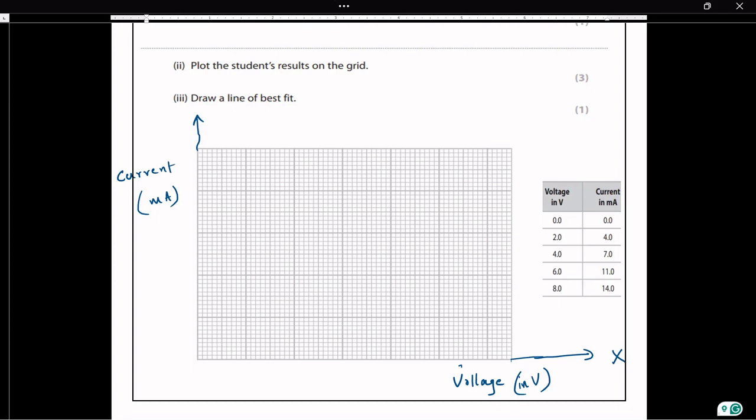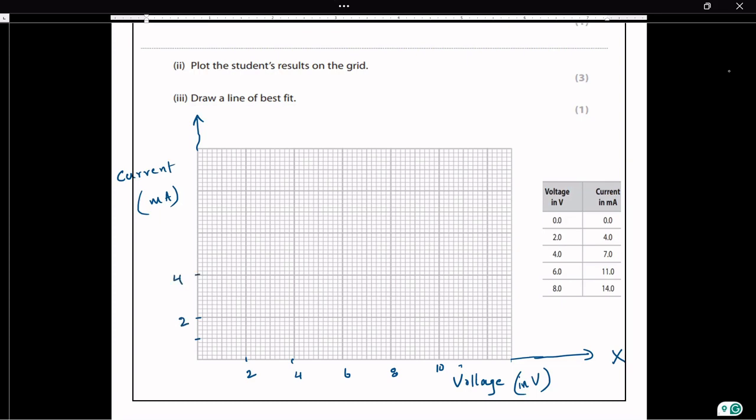So as an example, the voltage is varying from 0 to 8. So 0 to 8 means each big square can be considered as 2, the next one is 4, then 6, 8 and 10, because we have to go till 8 only. Then the current is varying from 0 to 14. For 0 to 14 also we can take each big box as 2, 4, 6, 8. No, we have to take each one as 1, but I'm just marking it as 2.